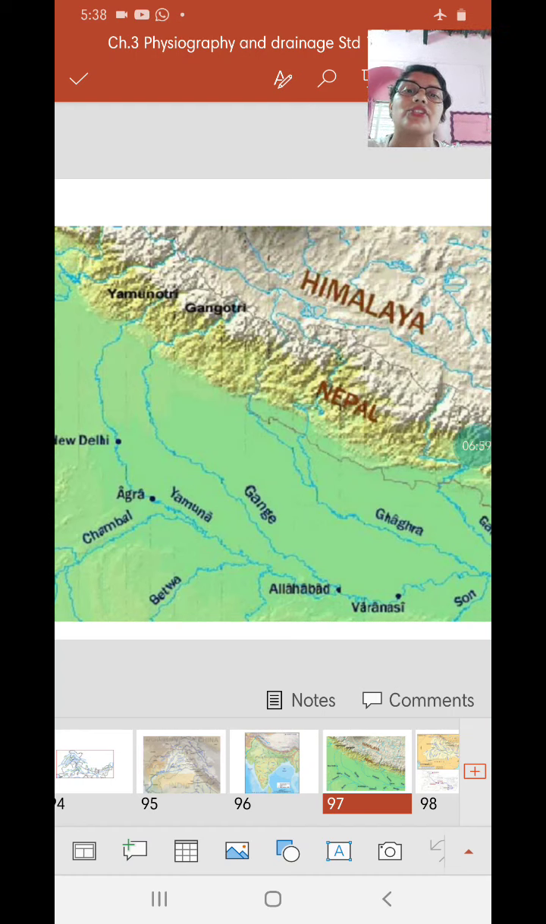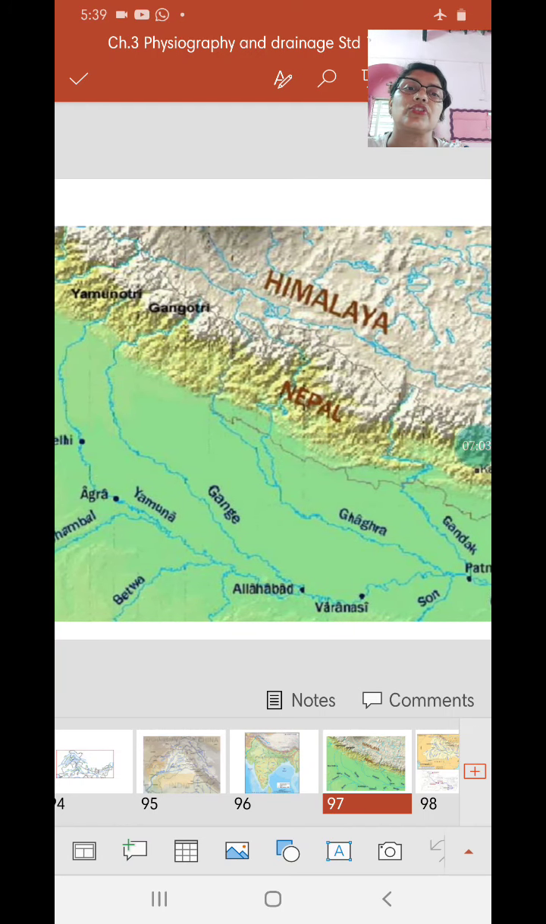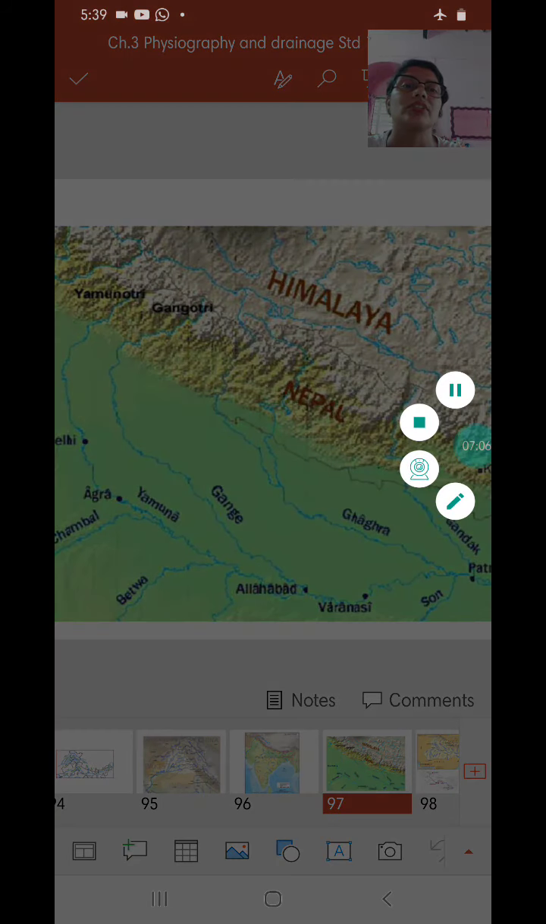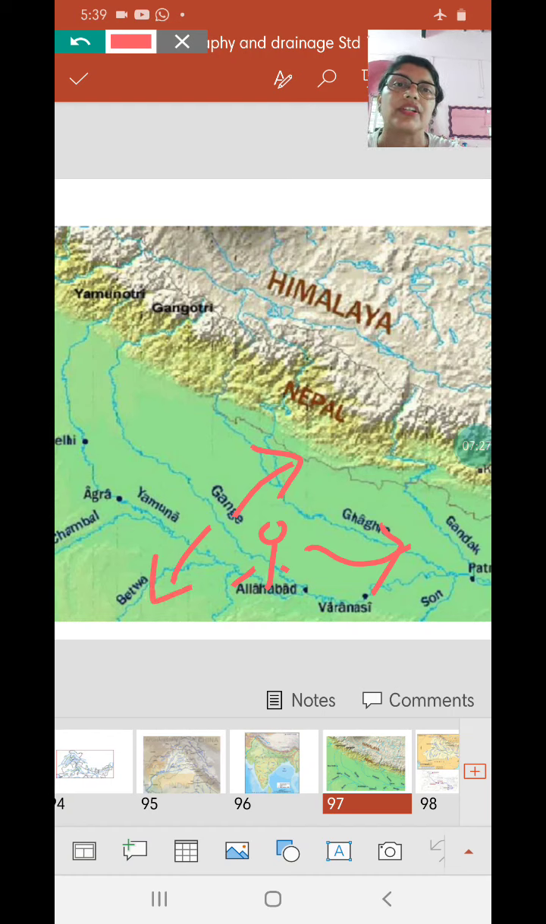Now Ganga is joined by many tributaries. If you look at the tributaries of Ganga, you find most of them coming from the north. Now if you stand facing this way, looking at the river flowing this way and looking at the mouth of the river, you will find that these are the left bank rivers of Ganga and these are the right bank rivers of Ganga, also called left flank and right flank rivers of Ganga.